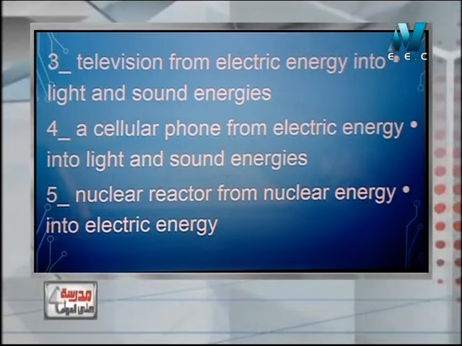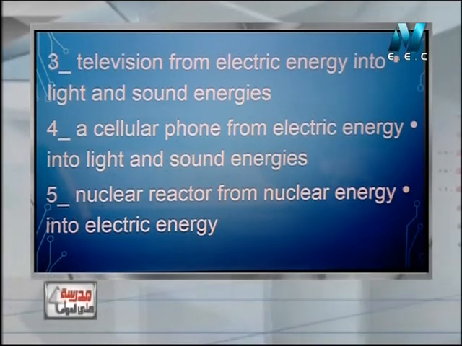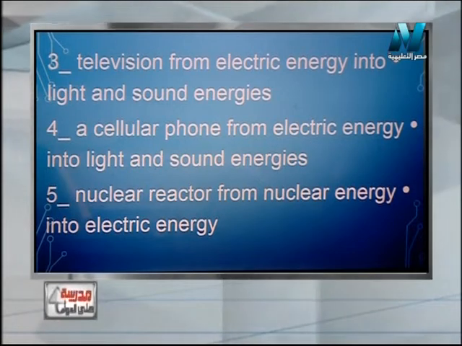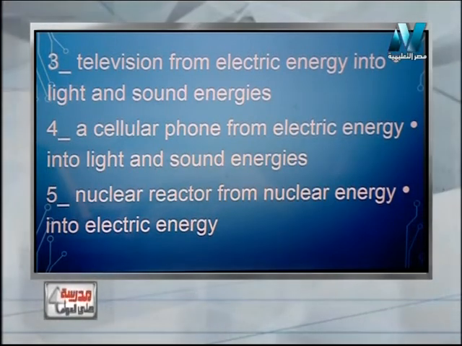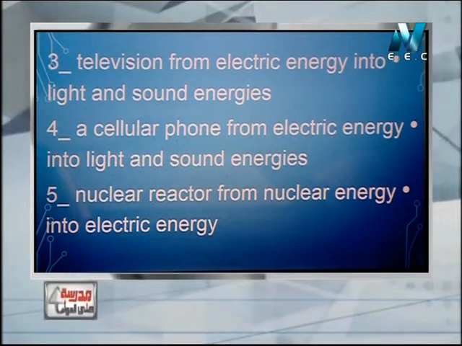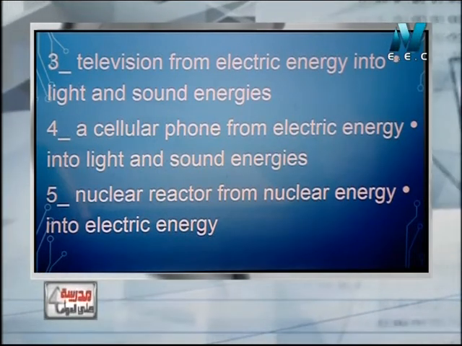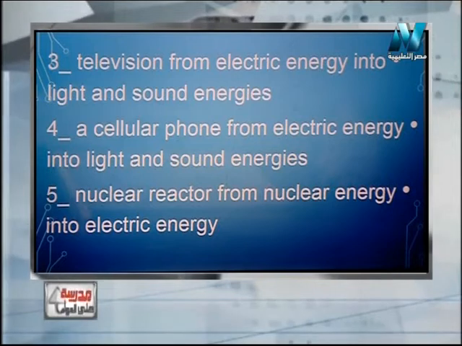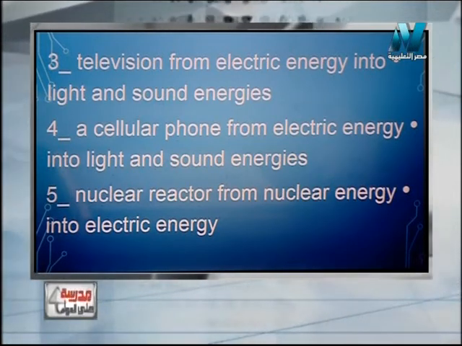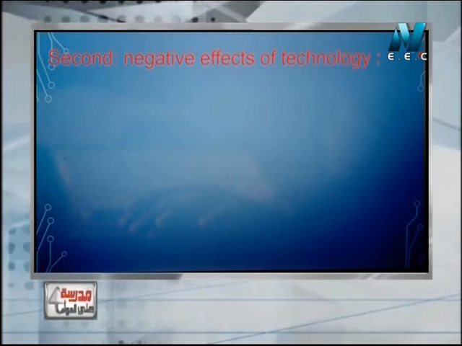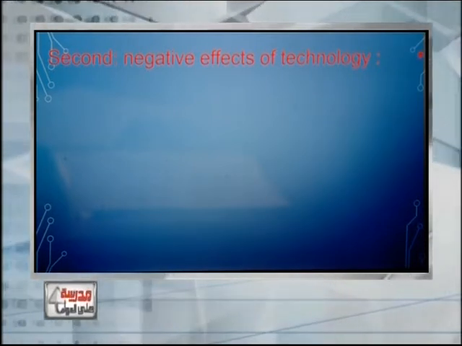Number five, nuclear reactor. Nuclear reactor changes nuclear energy into electric energy. As we in Egypt here need to change the nuclear energy into electric energy by using nuclear reactors in Al-Daba region, in Al-Daba zone. Second, negative effects of technology.